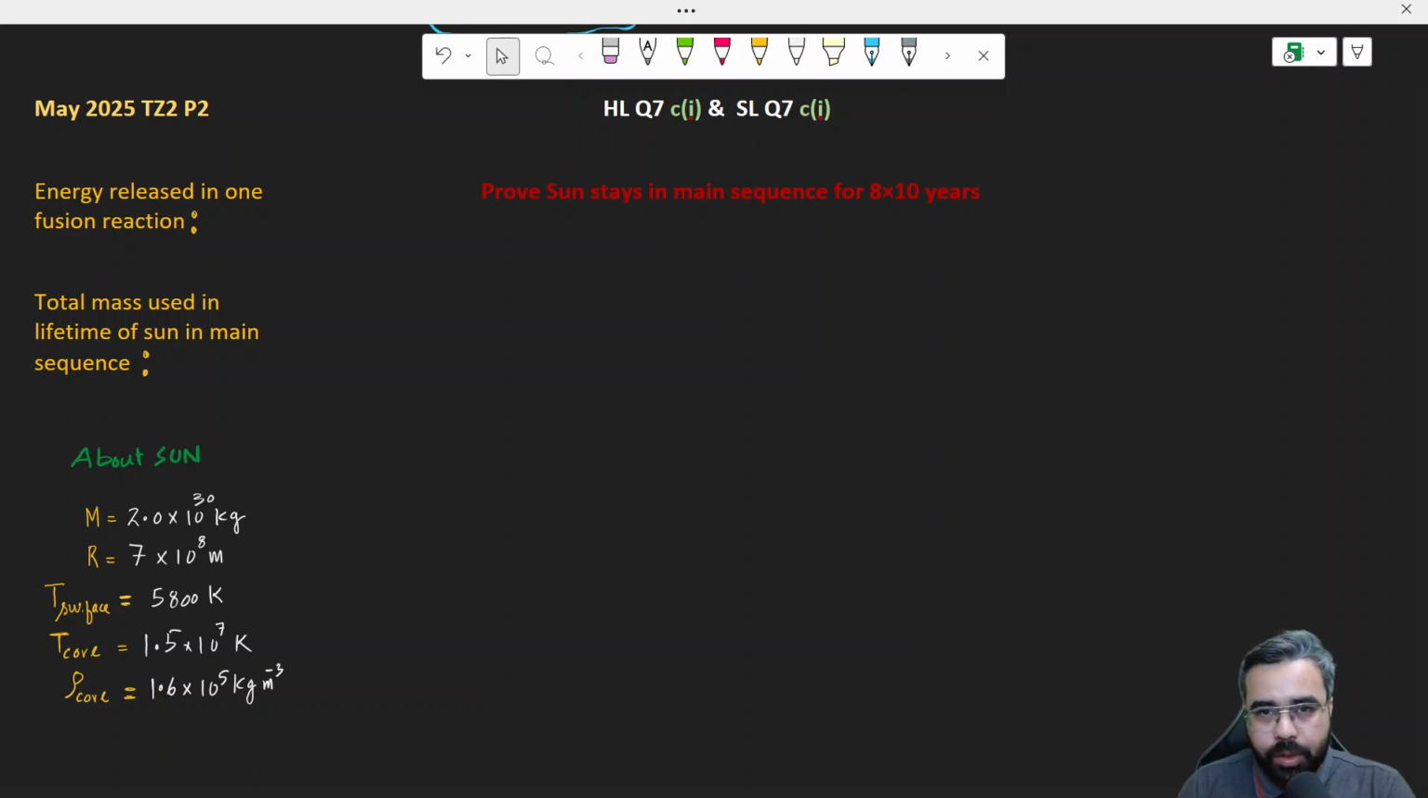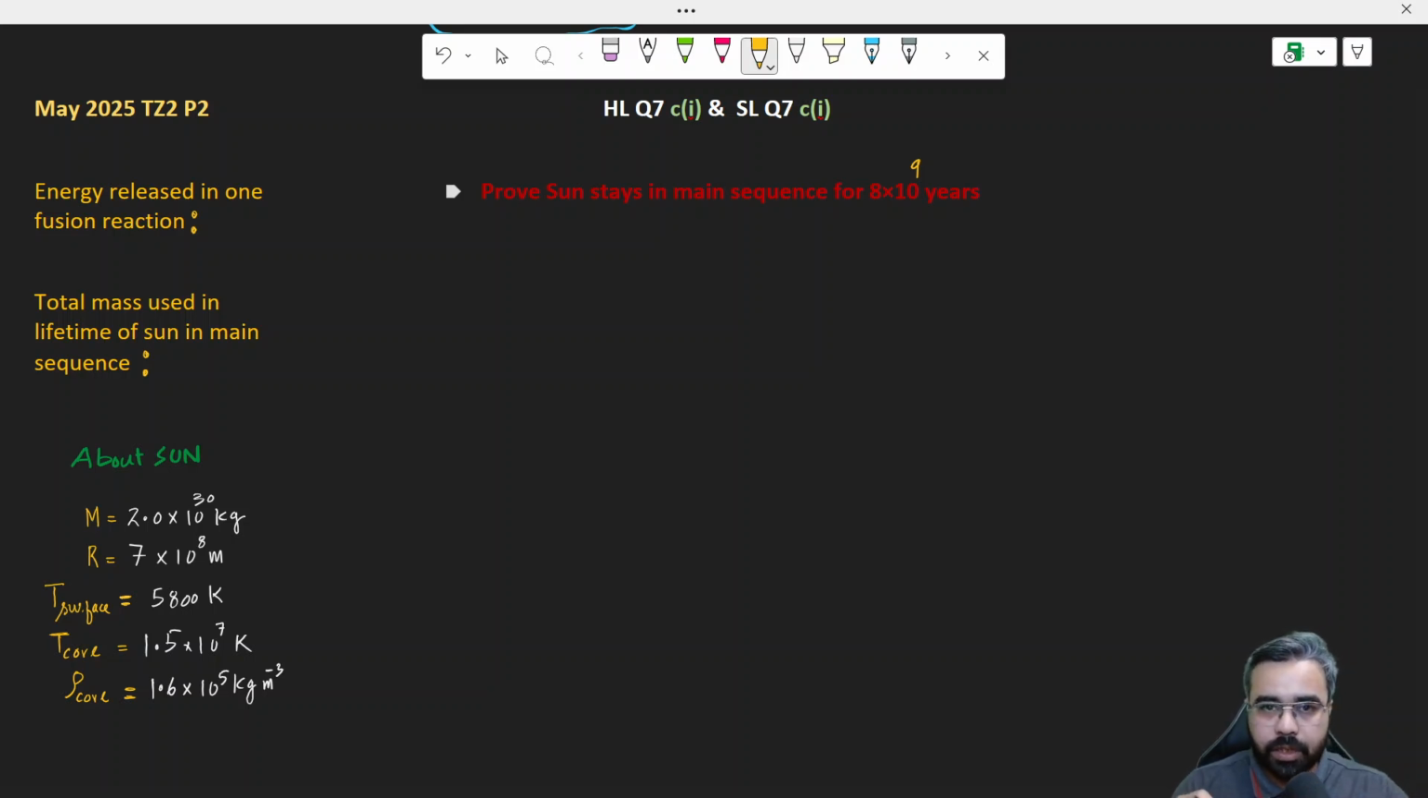Students, this is the most tricky part of this whole question, that you have to prove that the sun stays in the main sequence belt of the, if you remember the HR graph, for how many years? 8 multiplied by 10 raised to power 9 years. Okay. Now, how can we prove it?